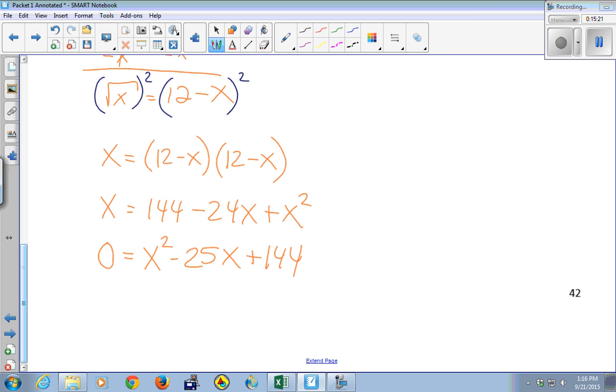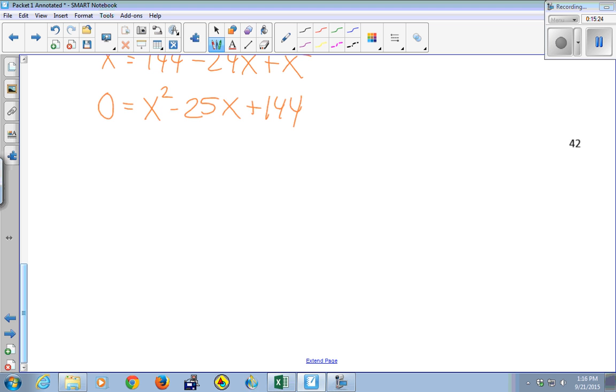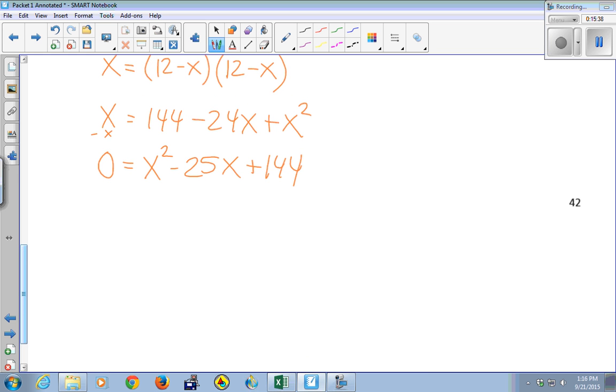And then I could try to come up with numbers that make that factor. If none occur to you within a minute or two, I would just jump right to the quadratic formula. It's supposed to be 25 because I subtracted x from both sides, right? Negative 24 minus 1x is negative 25x. So nothing's jumping out at me. The only factors of 144 that I know off the top of my head are 12 and 12. They don't add to 25. There might be other factors that add to 25, but I'm just going to use the quadratic formula.